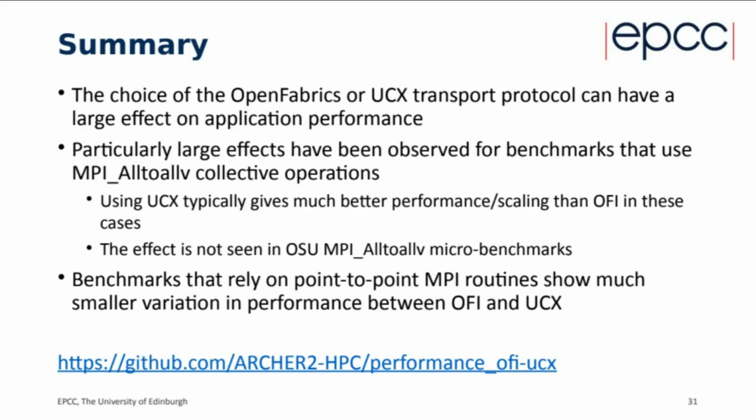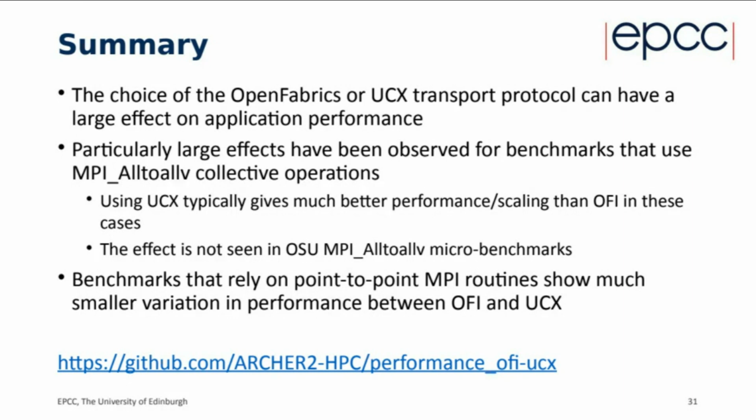So, in summary, the choice of OpenFabrics or UCX can have a very large effect on application performance, and particularly large effects have been observed for benchmarks that use MPI Auto V collective operations. Across all of the benchmarks I've shown here, there doesn't seem to be a case where OFI gives better performance than UCX. So typically what we'd advise people to do is to try UCX in the first instance, and if that runs into problems, fall back to OFI. Now that's contrary to how the system's set up, because by default on ARCHER2, you get the OFI transport protocol.